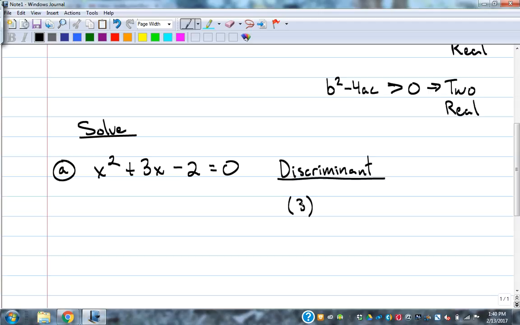So b is 3, a is 1, c is negative 2. Find that part first so that you know what kind of answers you're looking for. So that'd be 9 plus 8 to be what? 17? What kind of answers should I have? 2 real ones. Okay, that's a positive number, so we're not going to have an imaginary part to that. So we got 2 real solutions.